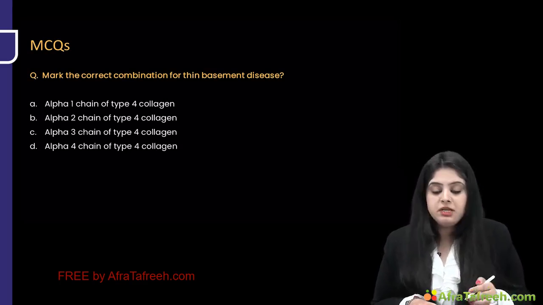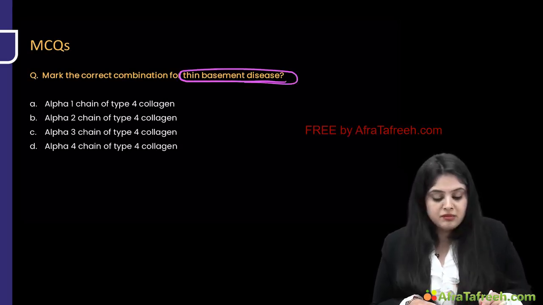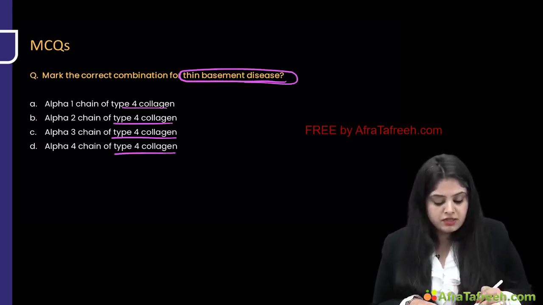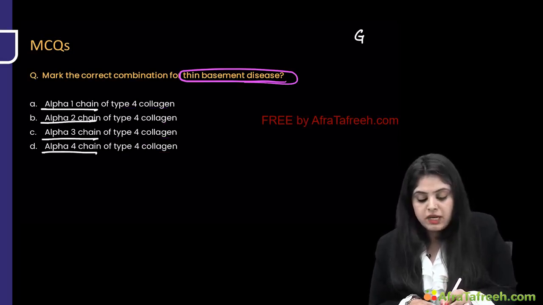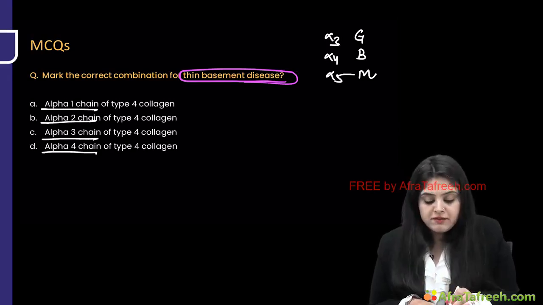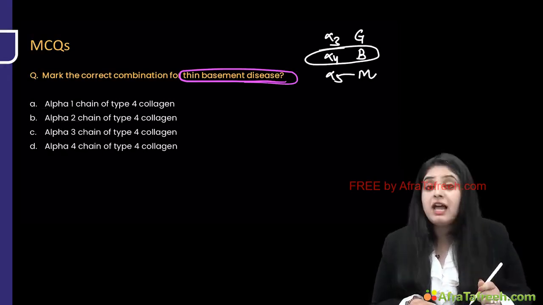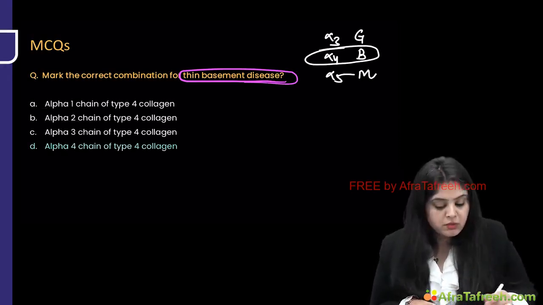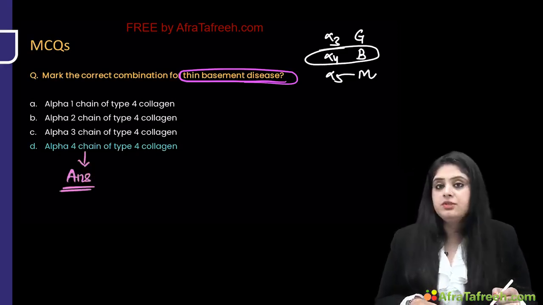Mark the correct combination for a thin basement membrane disease. I realize basement membrane type 4 collagen is written everywhere. Type 4 is written everywhere. Now you need to know which chain I want to select. So we used to write glomerular basement membrane and then write alpha 3, alpha 4, alpha 5. Where do you have basement membrane thinning? Where is that coming? So it is the alpha 4 chain. So what are you going to mark? Option number 4 is the answer out here.